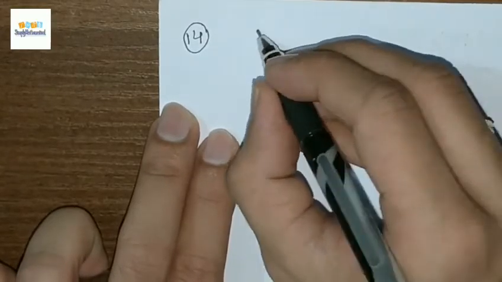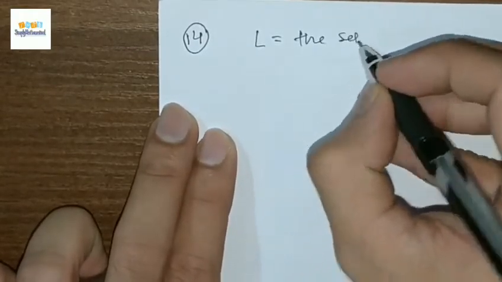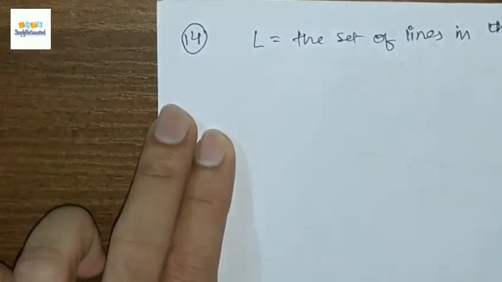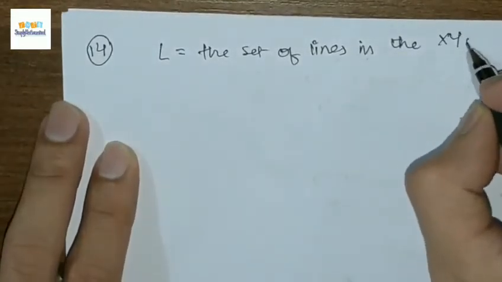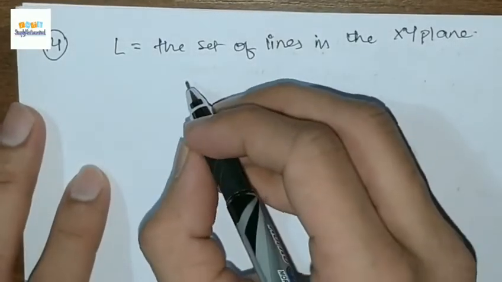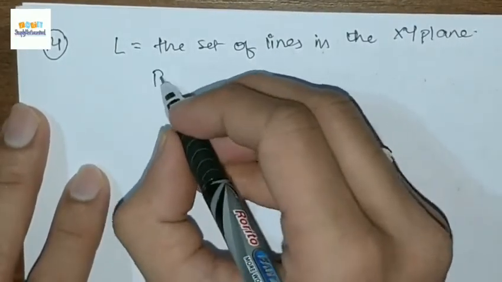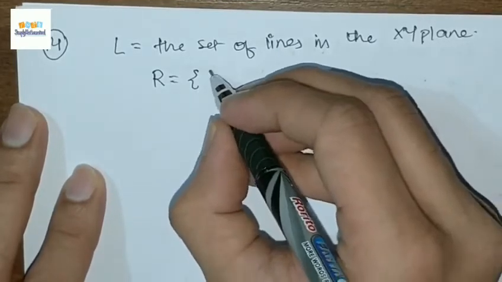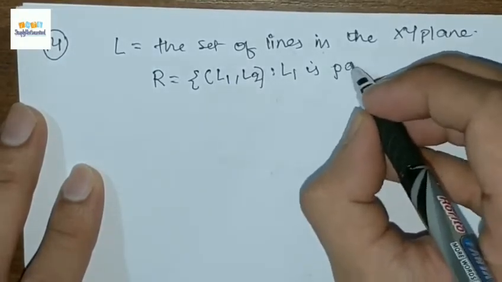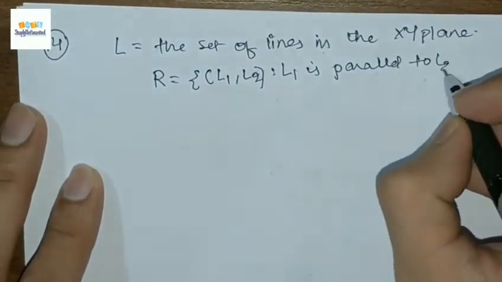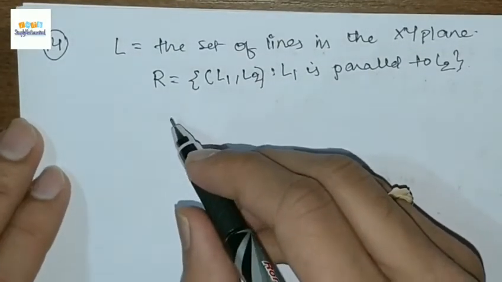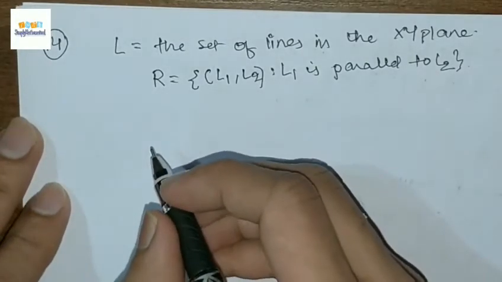You have the set L equal to the set of lines in the xy plane. Relation R is given to be the set of all L1, L2 such that L1 is parallel to L2. We have to prove that this relation R is an equivalence relation. First we will show that R is reflexive.